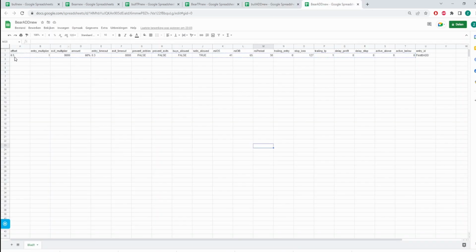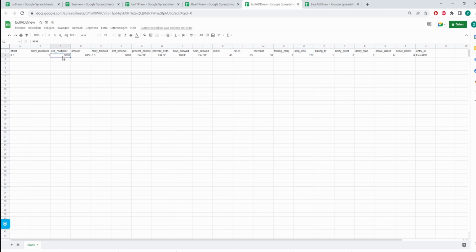For example, the bear add is doing the same thing, but it's selling. So the sell is set to true, where in the bull add, the buy is set to true. That's the only huge difference. They have a stop loss of $127, so I'm risking about 0.6% on the trade right there.